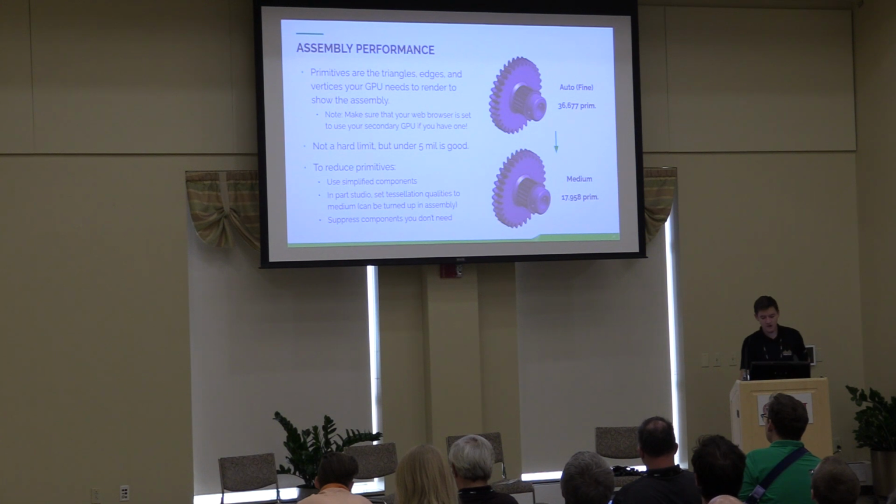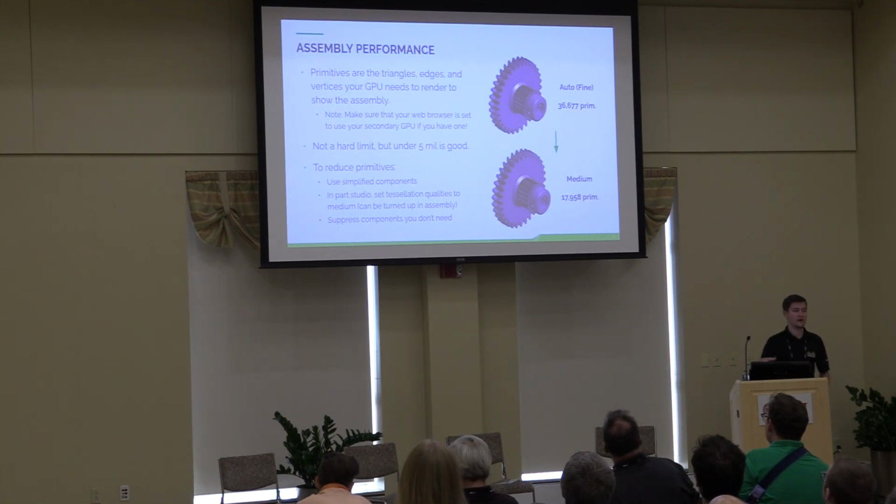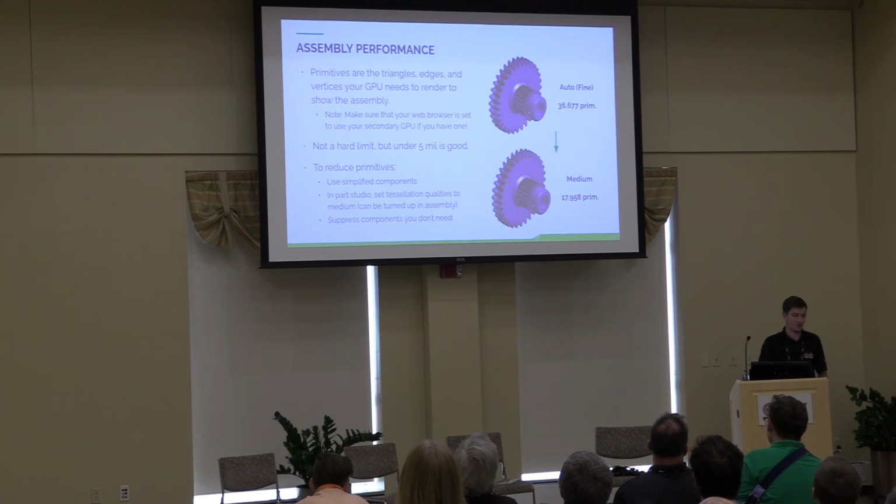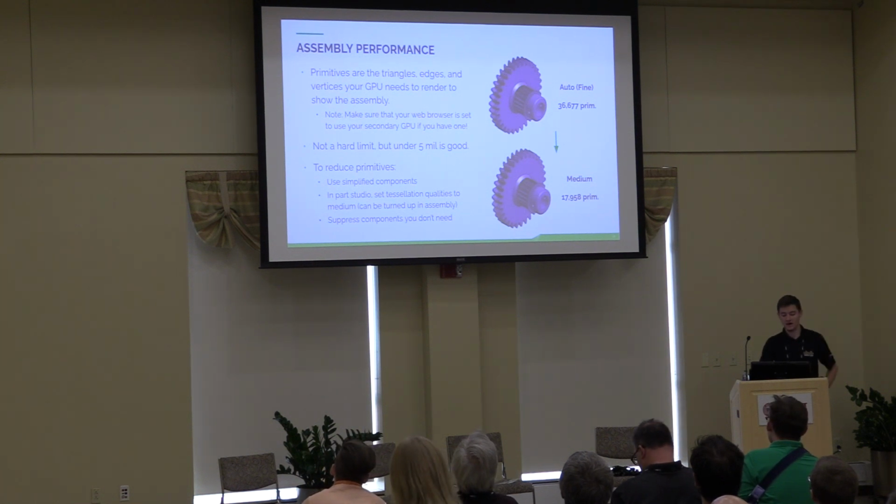So real quick, primitives are the triangles and the edges, basically the defining geometry, what your screen has to render, or what your GPU needs to render. And if you have multiple GPUs in your laptop or computer, please make sure that Chrome or Firefox is set to use said GPU. It's sometimes a pain in the butt to get it to use the right one, but it does make a massive difference in performance. So if you have that, go make sure that Chrome is using the right one. Sweet. There's no hard limit for any assembly, but under 5 million is good. That's what I aim to keep the lightweight field under in Onshape that everybody uses.